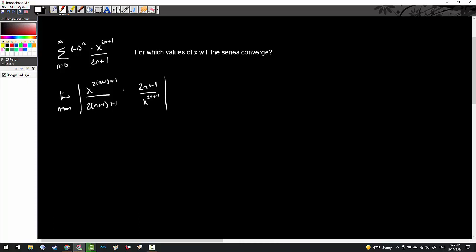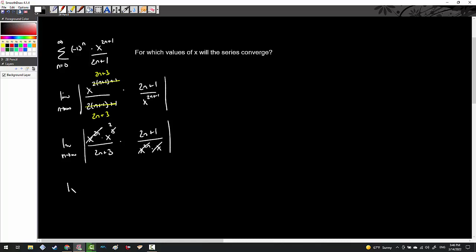So what's this going to become here? If I simplify that out, I get 2n plus 3. So in the next step down, I've got the limit as n goes to infinity of x to the 2n times x cubed over 2n plus 3 times 2n plus 1 over x to the 2n times x, and these are all in absolute value. So what's going to happen? Well, the x to the 2n's go away, and the x cubed and the x kind of go away, leaving me with x squared.